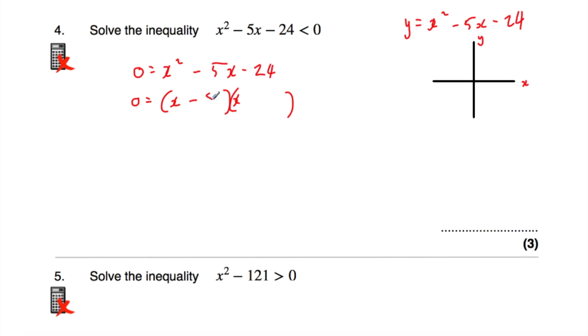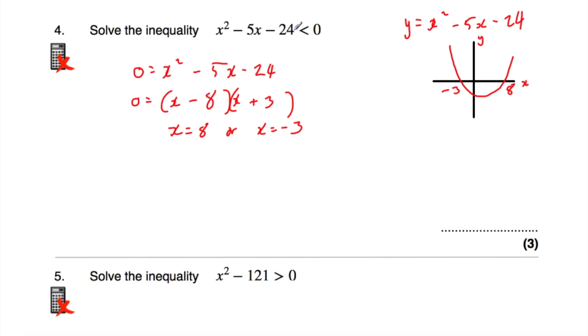And I'm thinking minus 8 and 3, because minus 8 times 3 is minus 24, and minus 8 plus 3 would be minus 5. So that means our values of x will be x equals 8 or x equals minus 3. So there are our values of x. That means the quadratic graph is going to cross the x-axis at minus 3 and 8. So minus 3 and 8.